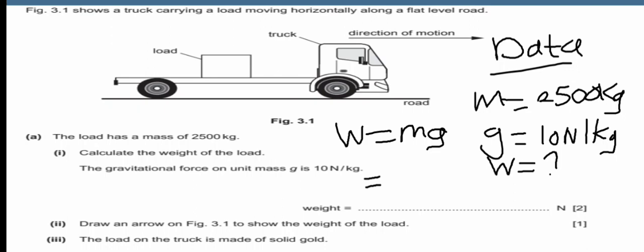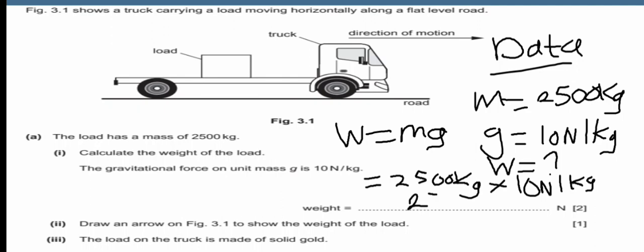So here we have the mass of the load, which is 2,500 kgs. So it's very, very important when you're doing the calculations, you need also to include the units. Then the gravity, it is 10 newtons per kg. Then when I multiply, I'm going to get 25,000. Now, usually the weight is measured in newtons. So I'm going to say 25,000 newtons. So here they have already put it as the newtons. So there is no need of us indicating the newtons here. That is very, very important to know.